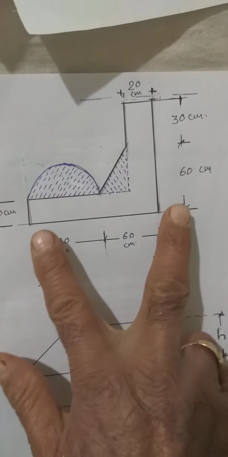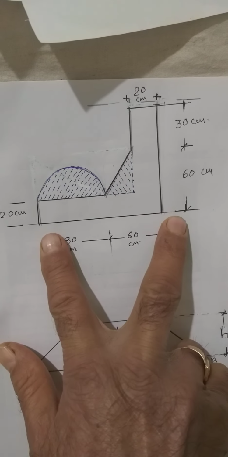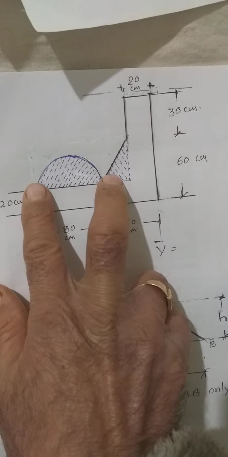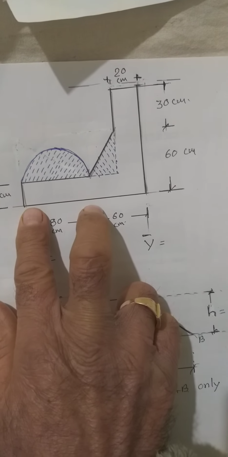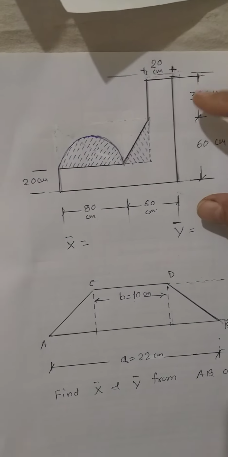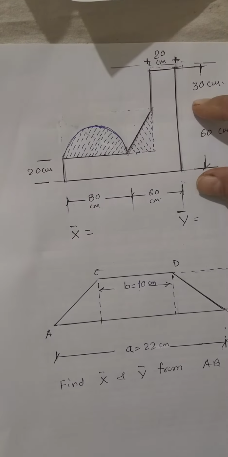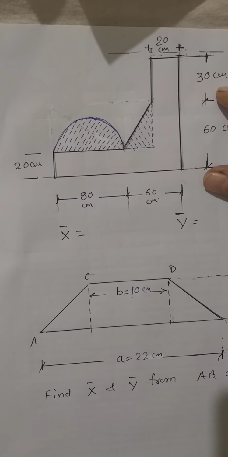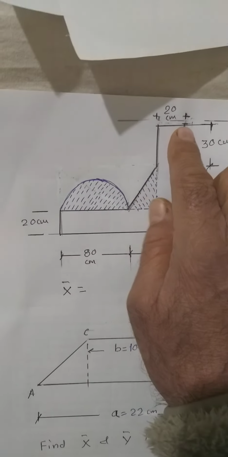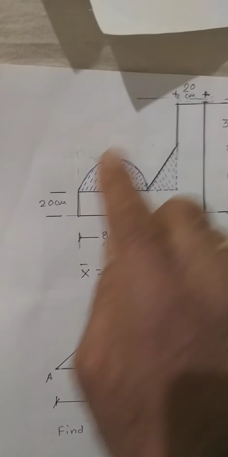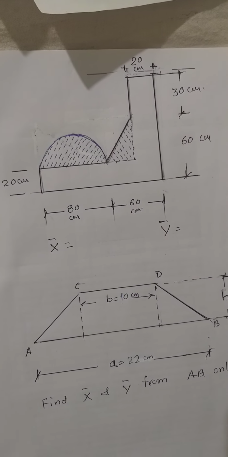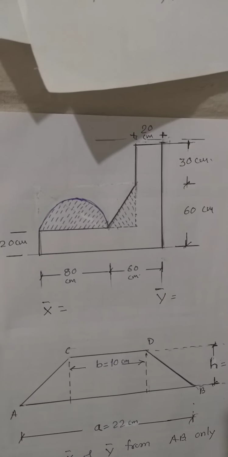The total distance from here to here is given as 80 plus 60, that is 140. Here this distance is given as 80. This thickness is given as 20. The total distance from here to here is given as 60 and this is 30. And this thickness is given as 20 centimeter over here, 20 centimeter over here. I think all the dimensions are known.